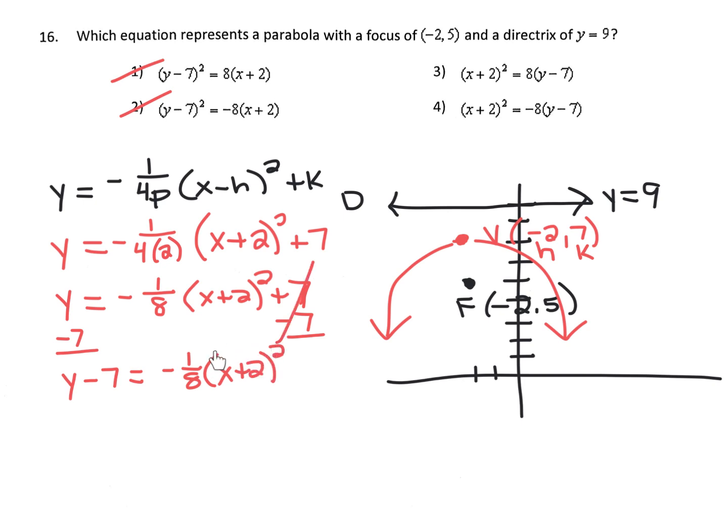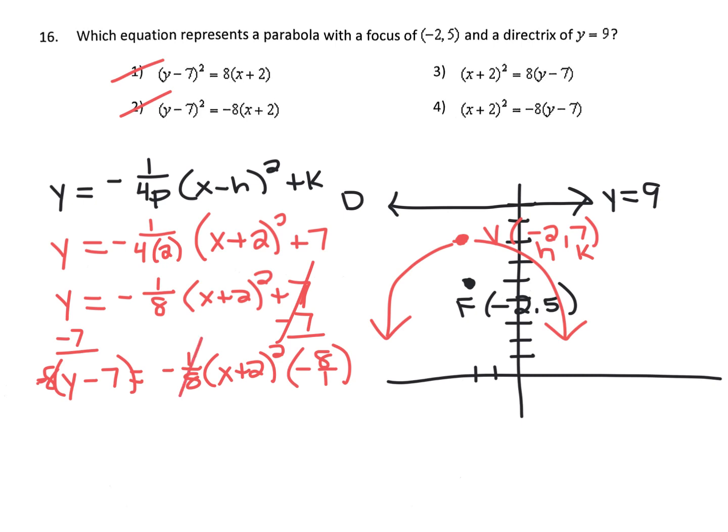And we're trying to get this x plus 2 squared by itself. So to get rid of this fraction in the front, let's multiply by the reciprocal. The reciprocal of -1/8 would be -8 over 1, which, honestly, is just -8. So we could just multiply this side by -8.